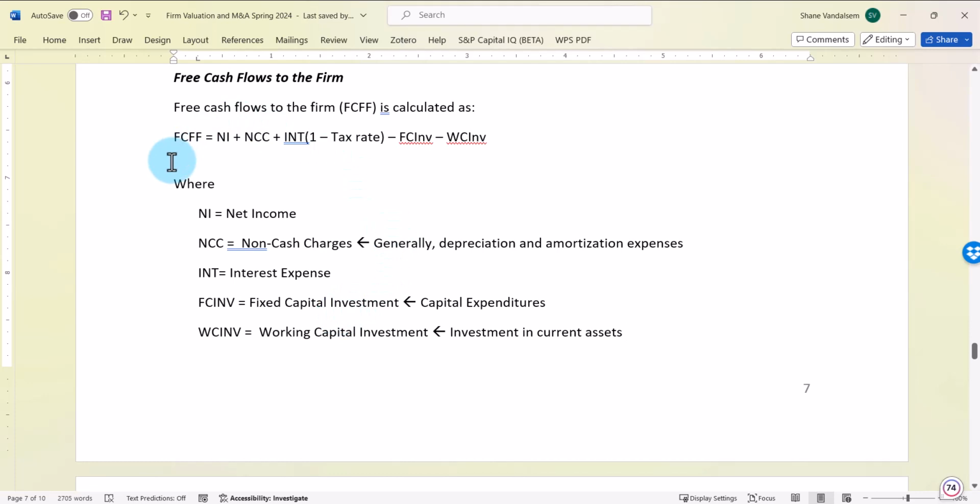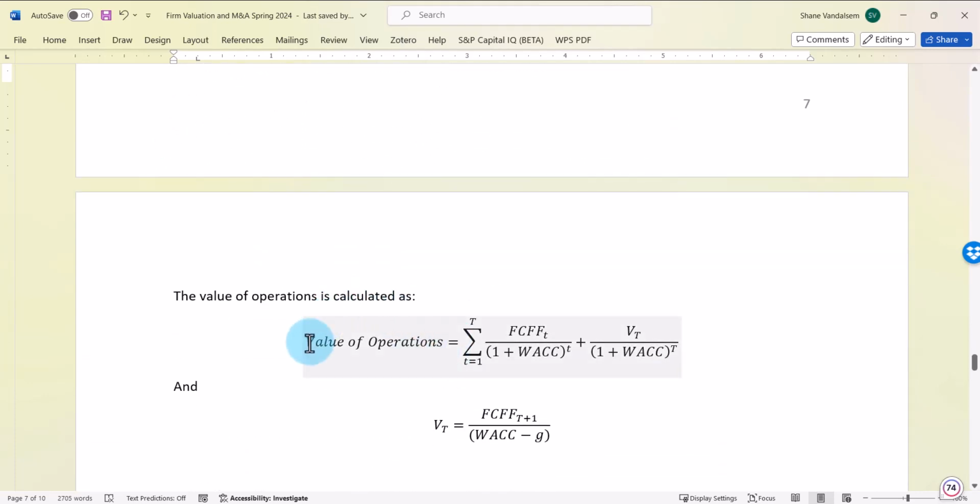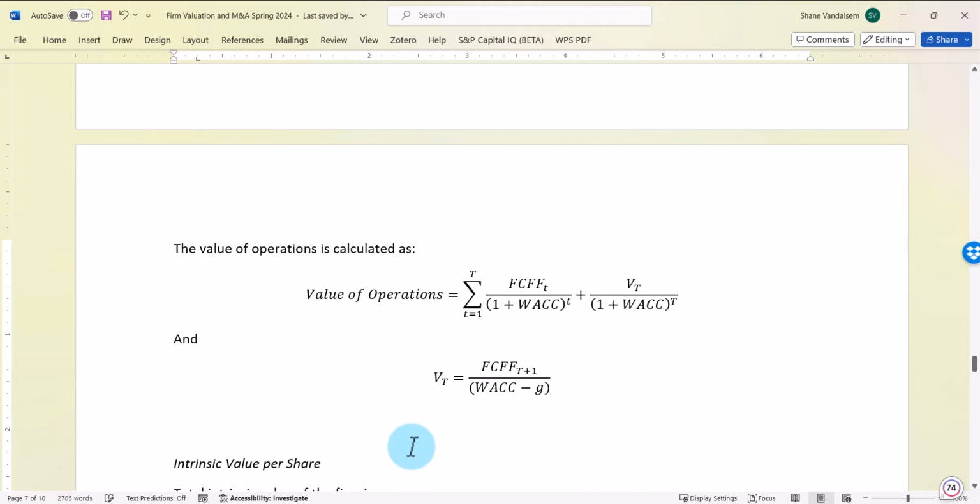So we calculate the free cash flows to the firm, and then we calculate the value of operations as the present value of the future free cash flows to the firm, discounted back to today at the weighted average cost of capital. So what this equation says is that the value of operations is equal to the free cash flows of the firm for times 1 through t, which is our terminal value year, our terminal year. And the terminal year is where the growth rate is expected to be constant.